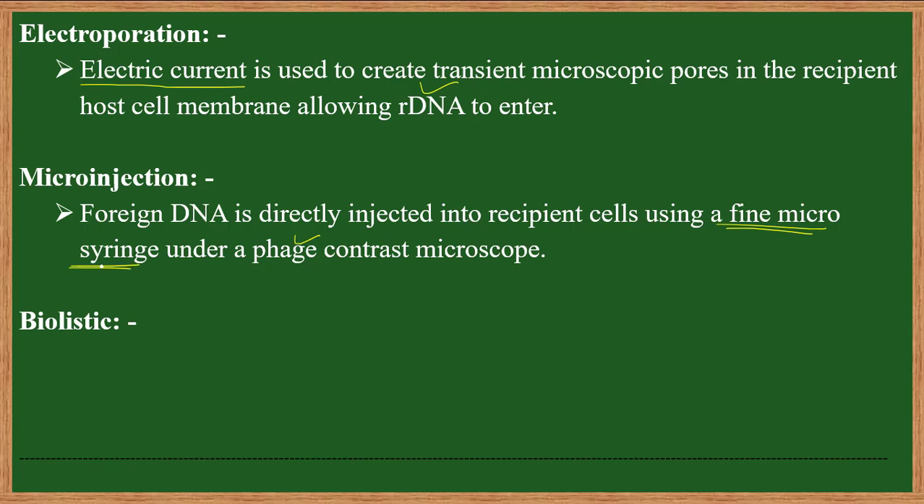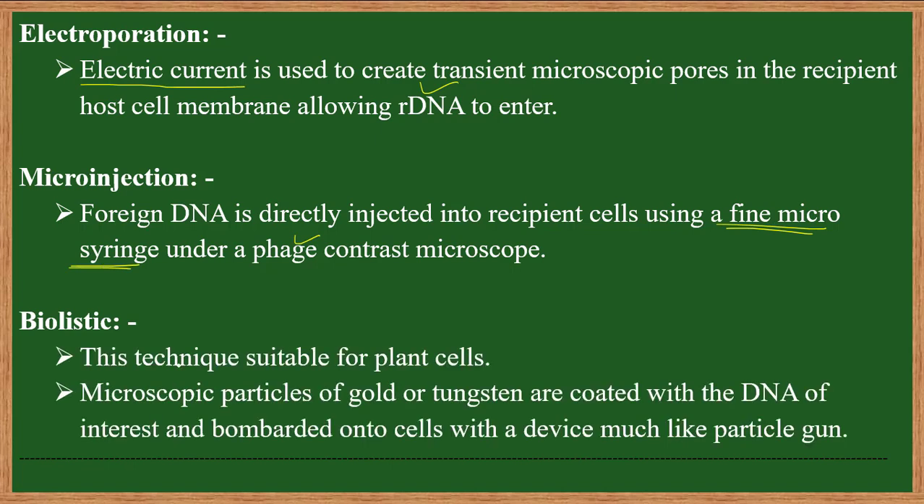And the last one is biolistics. The biolistic technique is suitable for plant cells only, using microscopic particles of gold and tungsten. These particles are coated with DNA and then bombarded onto the host cell. Then the particles and DNA enter the host cell. This device is called a particle gun. With the help of the particle gun we can introduce foreign DNA inside the host cell. So this is all about the host cell.